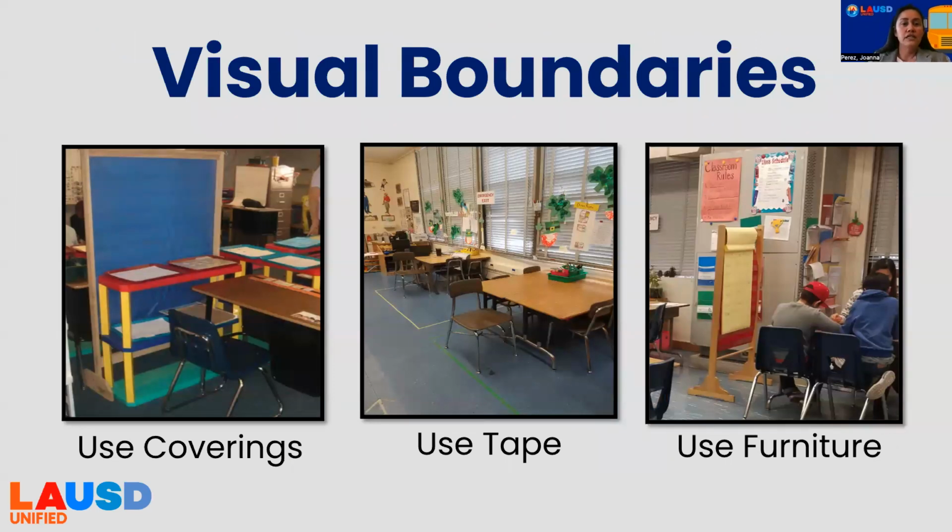Now let's take a look at some ways you can create visual boundaries. Visual boundaries can be clearly designated by using things such as coverings, furniture, tape on the floor, labeling, and/or color coding. While every classroom may look different, there are some commonalities expected of all classrooms.